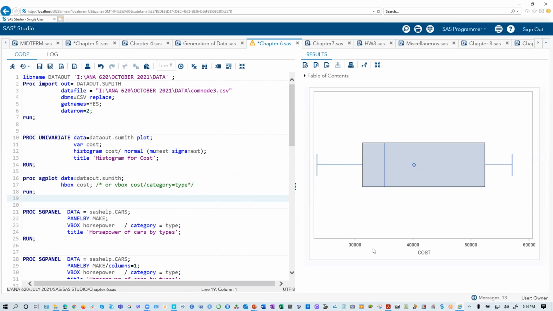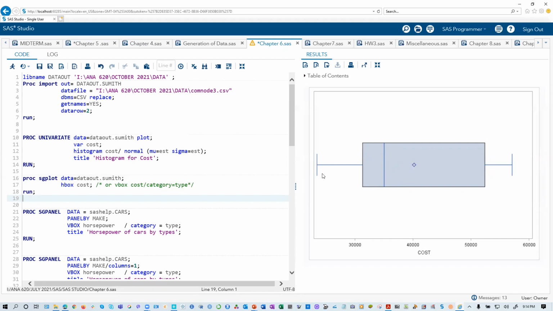Okay. So here for the cost, this is the maximum cost. This is the quartile: third quartile, second quartile, first quartile, and minimum value. Minimum cost, first quartile, the 25th percentile, 50th percentile, 75th percentile, maximum value. This is the mean value, average cost.